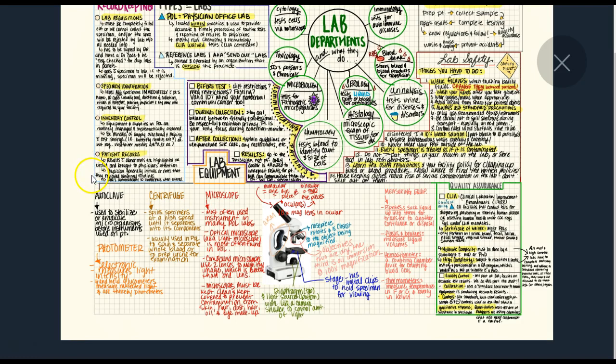The very last point on our map here is patient records. And so results that have abnormals on them are always highlighted or circled and then brought to the physician's attention. And physicians will generally initial or make notes that they have reviewed those abnormal findings.